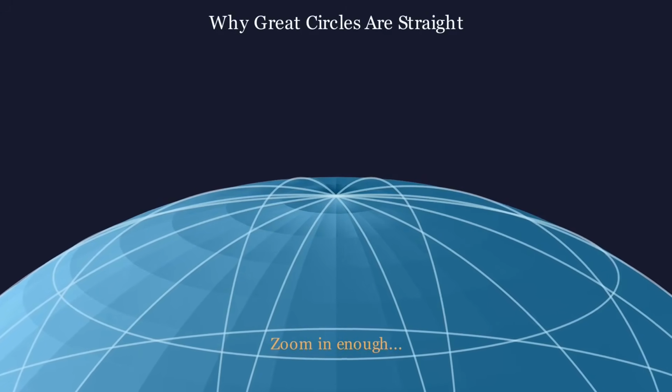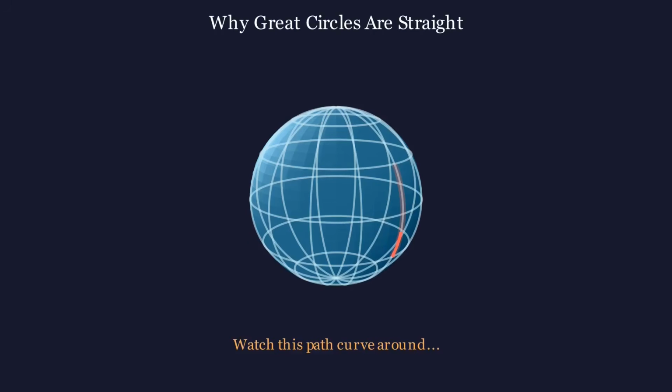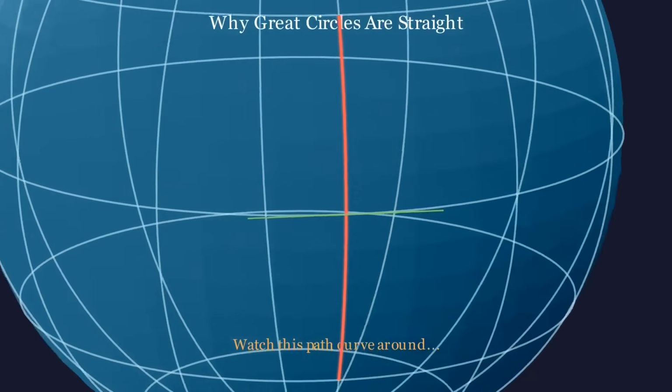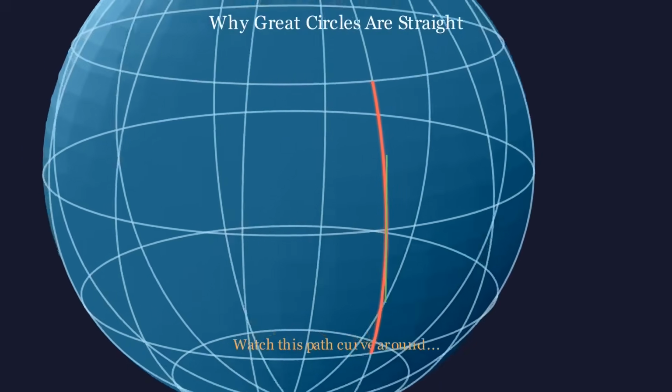Now, watch this great circle path on the sphere. From far away, it clearly curves around the ball. But zoom in tight, and that same path looks perfectly straight, like a line on a flat table. Zoom out, and the curve returns. Straightness is always local. What seems bent from afar becomes straight up close.